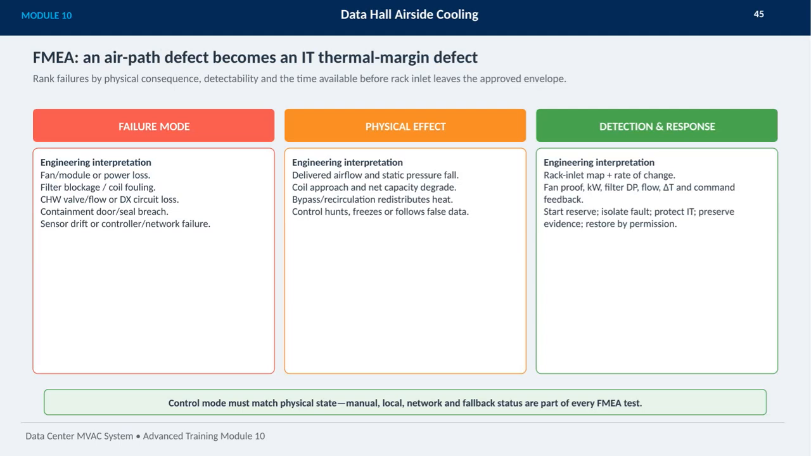In this module, we focus on Data Hall Airside Cooling and explore the critical relationship between air path defects and IT thermal margin failures. Understanding how airflow issues translate directly into thermal risks is essential for maintaining data center performance. We use failure mode and effects analysis, or FMEA, to rank potential failures based on their physical consequences, how easily they can be detected, and how much time we have before the rack inlet temperature exceeds safe limits.